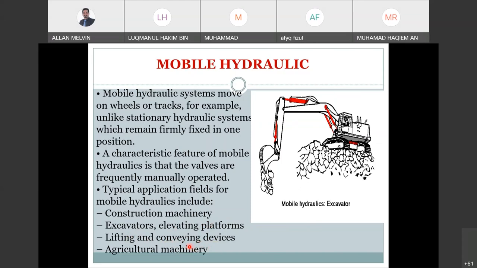Okay, so depend on the application. Agricultural machineries, macam dekat Perlis kita tengok ada banyak sawah padi. So machine menuai and all the other machines lah. Semua gunakan hydraulic. Semua buat hydraulic.